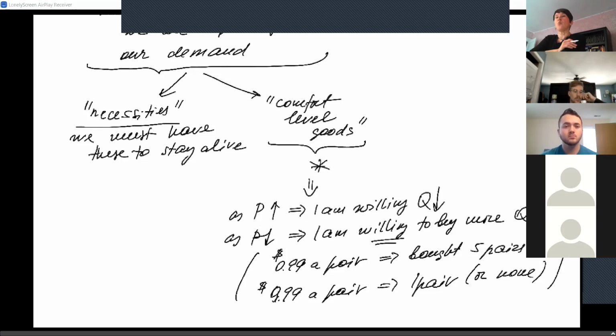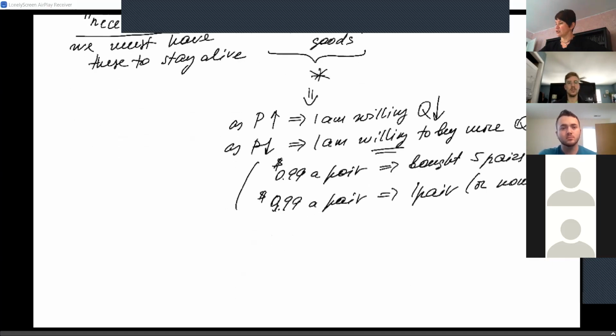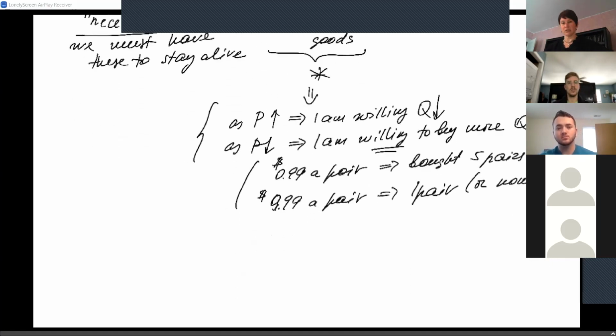You know, I wonder why they never run this promotion for cars. Buy 1 car, get 1 at half price, right? You've never heard this commercial before. Me neither. Anyway, when we talk about comfort level goods, what moves us to buy more or not to buy is the price. So this relationship, as I noted down, is called a negative relationship between the price and quantity demanded.